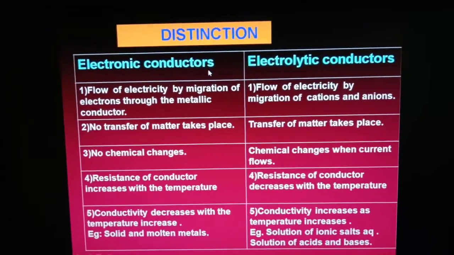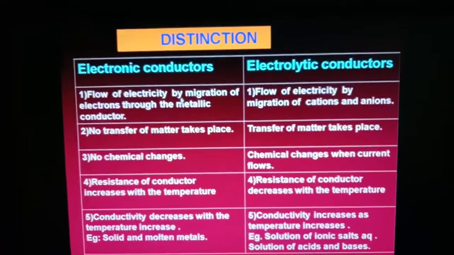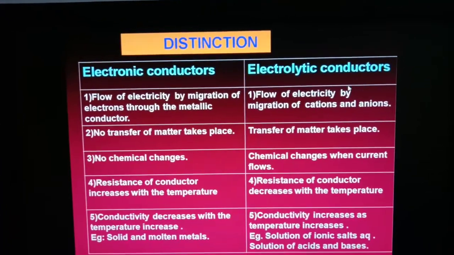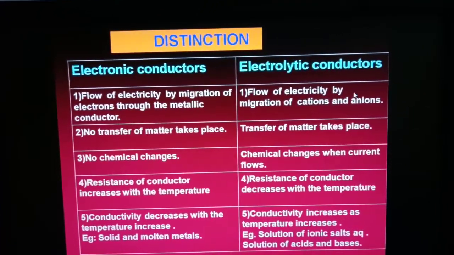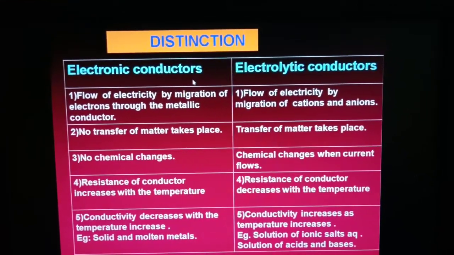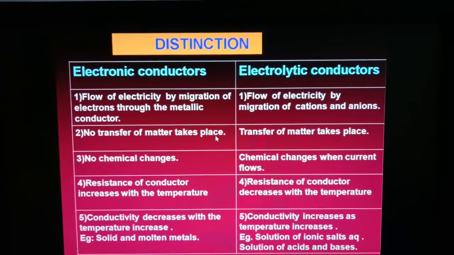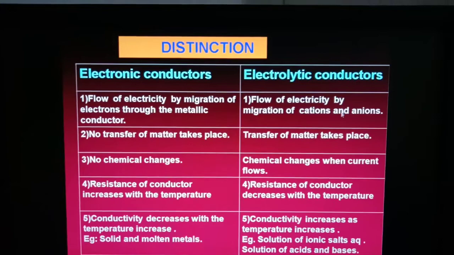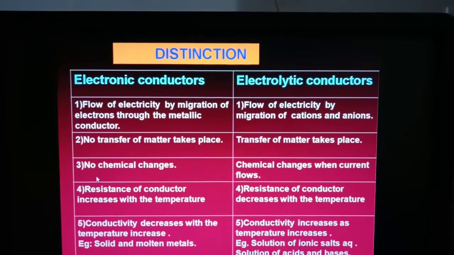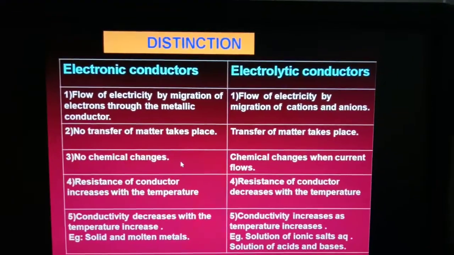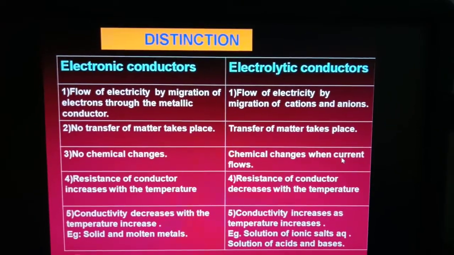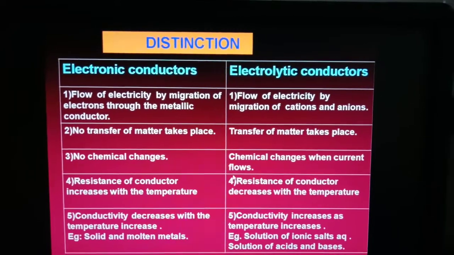In electronic conductors, flow of electricity is by migration of electrons through the metallic conductor. In electrolytic conductors, flow of electricity is by migration of cations and anions. In electronic conductors, no transfer of matter takes place. In electrolytic conductors, transfer of matter takes place. In electronic conductors, no chemical changes take place during the process. In electrolytic conductors, chemical changes take place when current flows.